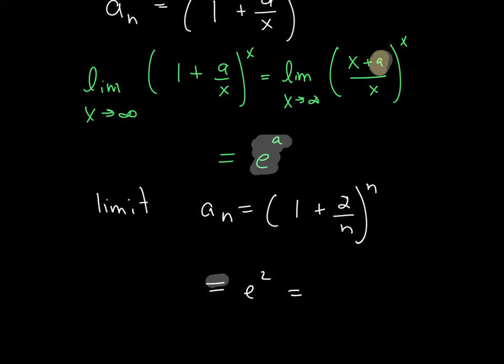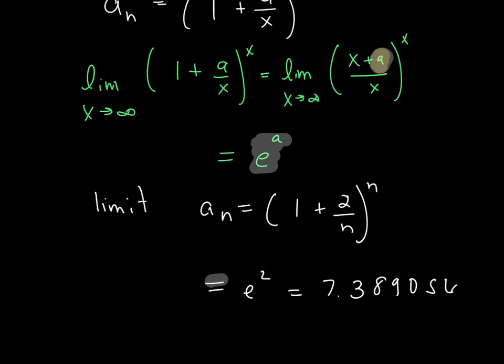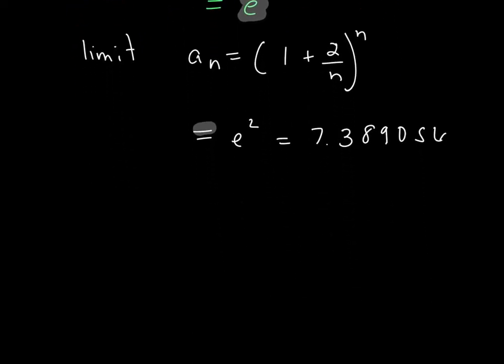or, if you want a decimal approximation for that, it is 7.389056. Now, what does this tell us? What is this limit asking us in essence? It helps to take a look at what the initial pieces are.